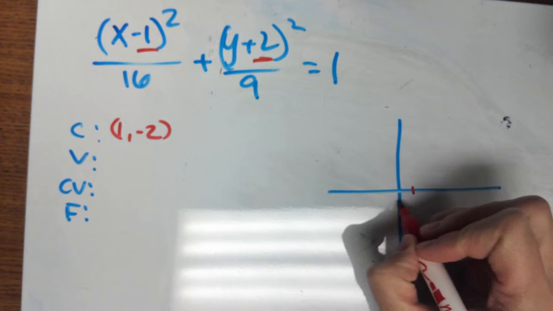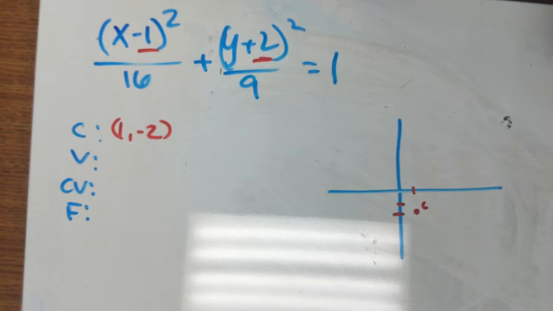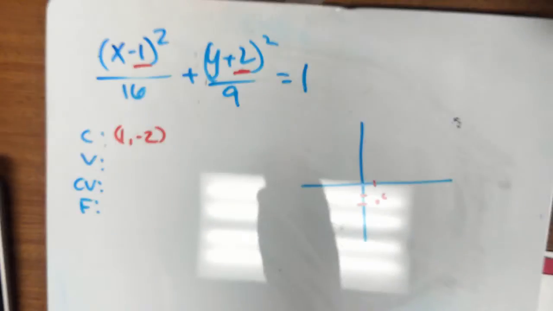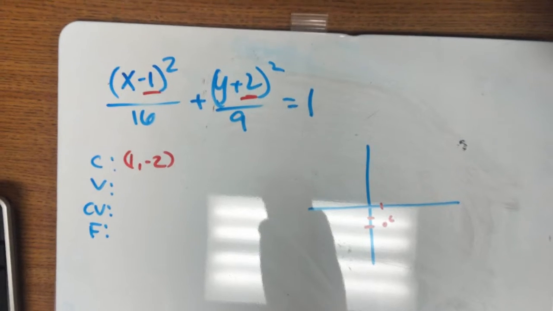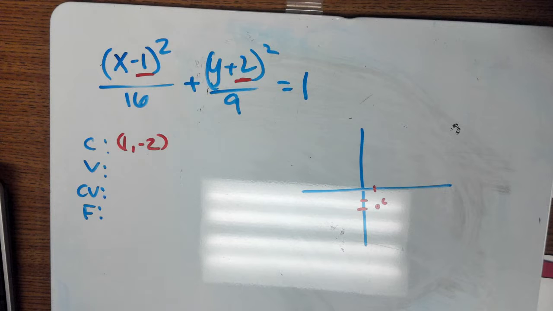And I plot that, and then you can label it as center if you need to. And then rather than finding the vertices, covertices, and foci from my equation, which you could, I typically go through and plot and then come up with the actual points. I find that to be easier.